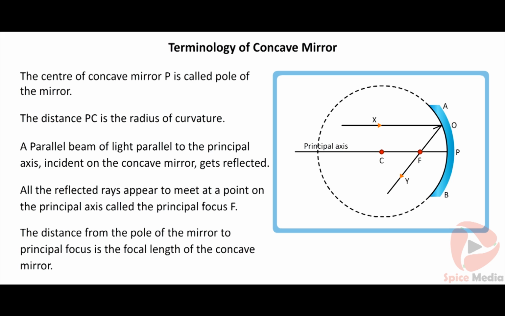Draw a normal line OC from the point of reflection at the mirror to the center of curvature. The angle XOC is the incident angle. The angle COY is the reflected angle.